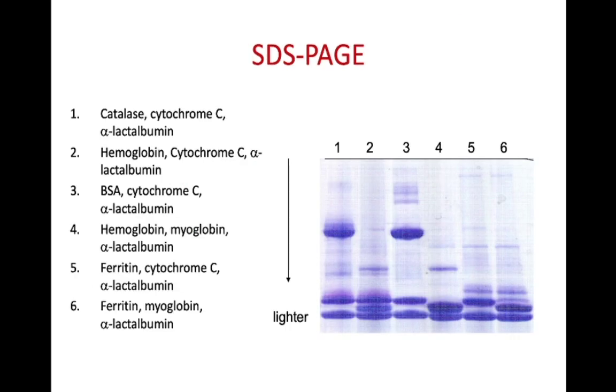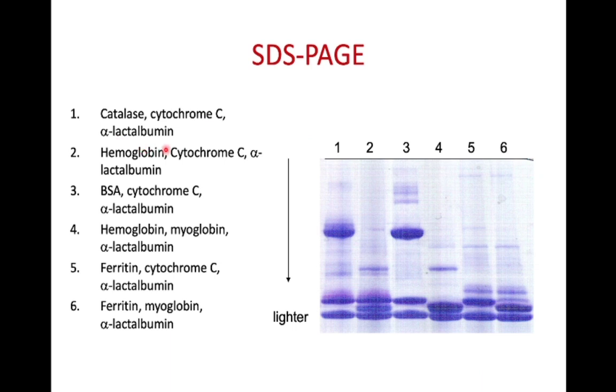This is an example of an SDS-PAGE gel. So this is a separation of different proteins. The proteins at the top of the gel are the larger proteins. The ones at the bottom of the gel are the smaller proteins. Here we've loaded lanes 1, 2, 3, 4, 5, 6. Here we've got catalase, cytochrome C.